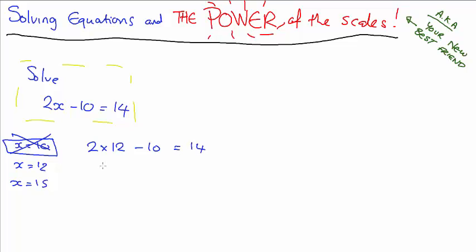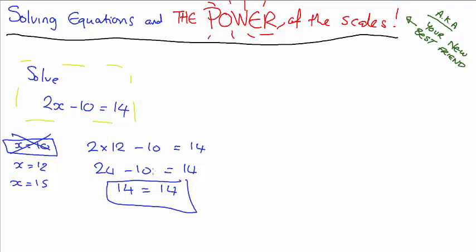Right, 2 times 12. Remember BODMAS, we're not going to take these away first, we're just going to do that. So that's 24 minus 10. 24 minus 10 is 14. And look, when you actually plug x equals 12 into here, you do get that 14 equals 14, which is what you should hope for. And quickly, this will be wrong as well, so this is correct. Let's give it a green tick.